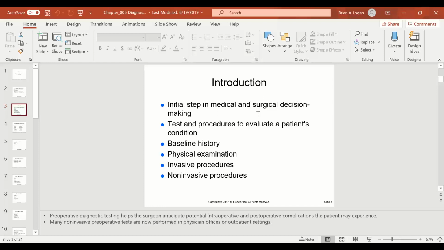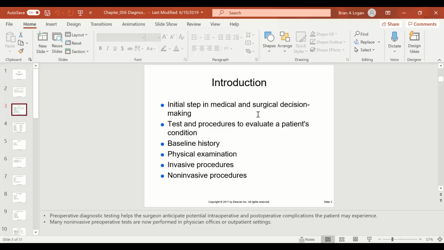Invasive type procedures would be like an EGD, an esophagoscopy, a colonoscopy, an exploratory laparotomy. It's invasive, we're cutting into the patient, but just in the name, exploratory laparotomy, all that says is we're making an incision into the abdomen to explore, to look around.